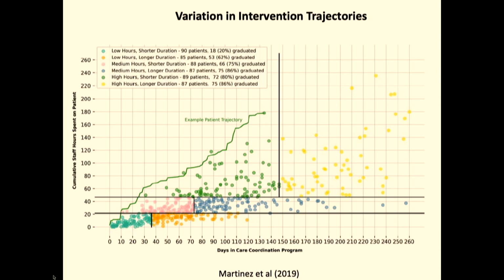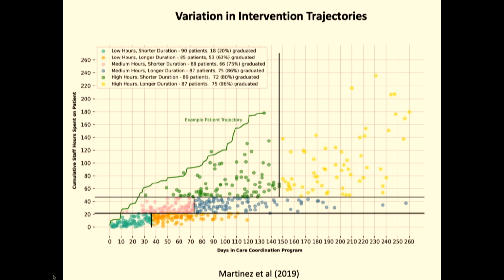We didn't want to show 531 trajectories. It would be too busy. So we have tremendous variation. You have people who finish very early, and many of them are incomplete. They didn't quite finish the intervention. If you look at this box, it says you have low hours and shorter duration. You have 90 patients in this box, and only 18 graduated, so about 20% of the patients graduated. Graduated means they've met their goals.